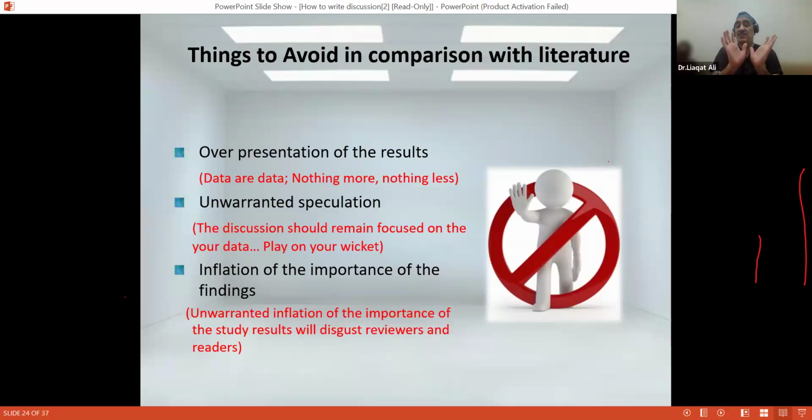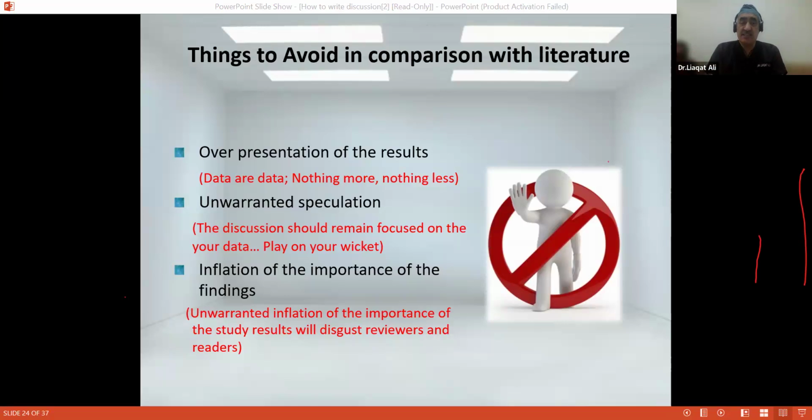These are the things to avoid. Again, I'm putting an emphasis on it: do not over-present your results, because data are data, nothing more, nothing less. These three paragraphs that you write, in which you will be writing the comparison with the literature, do not over-present your result.